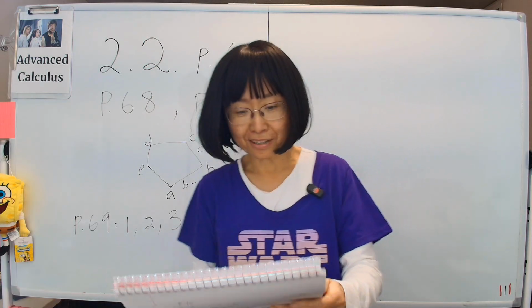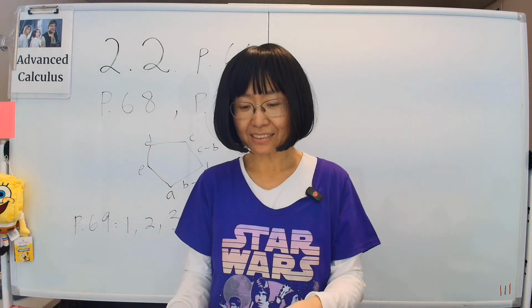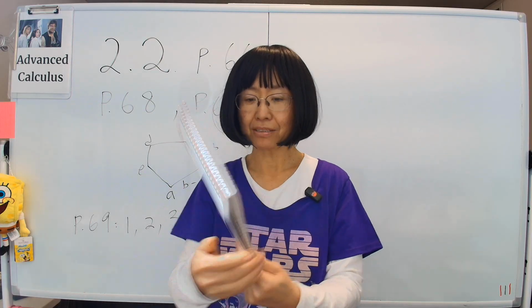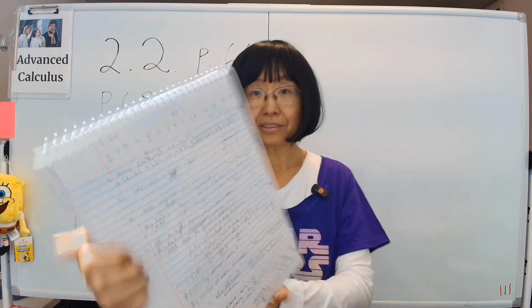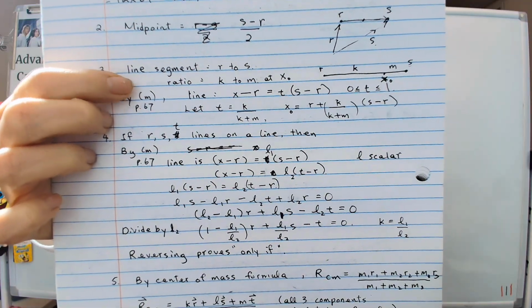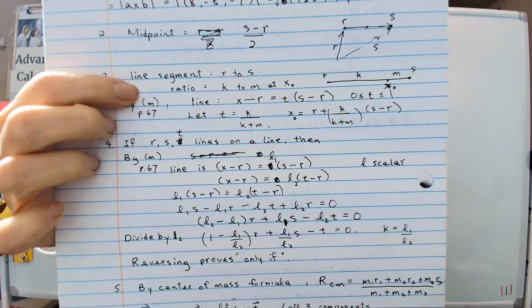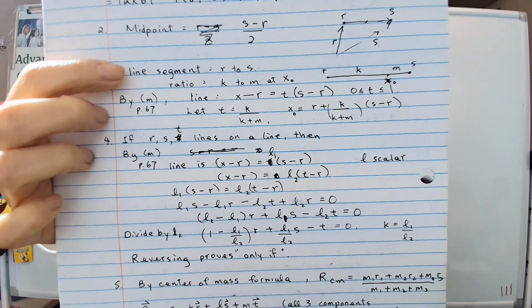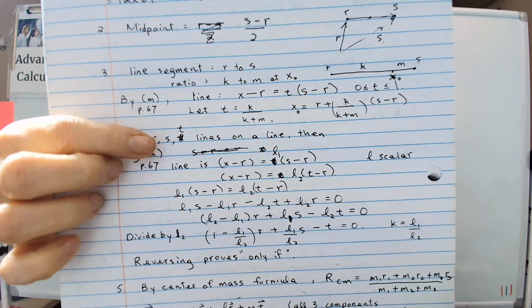Yeah, let's not think too hard about midpoints. Next, let's consider some line segment from R to S with some kind of ratio. Well, we'll just do that. That is, let's say the ratio is k to m, which is at some point x equal to 0. And we need to figure out the line segment.